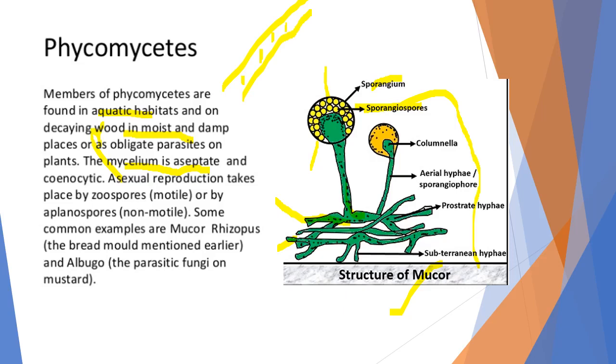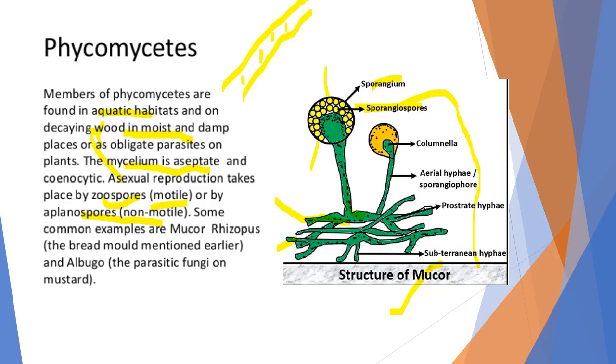Asexual reproduction takes place by zoospores, and these zoospores are motile. What do you mean by the word motile? That is moving. And aplanospores, these are the names of the spores. You have to learn that. So the zoospores are the motile spores, and the aplanospores are the non-motile spores. Some of the examples are Mucor.